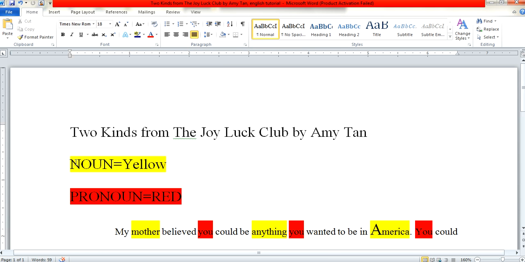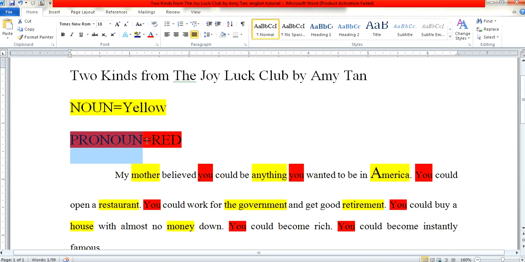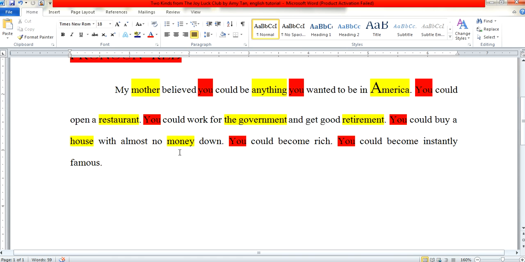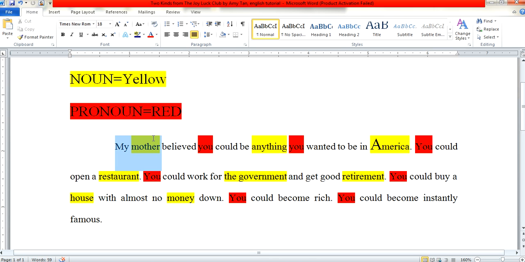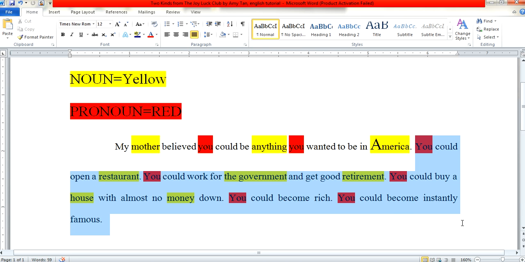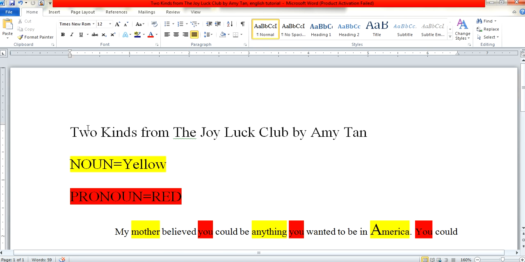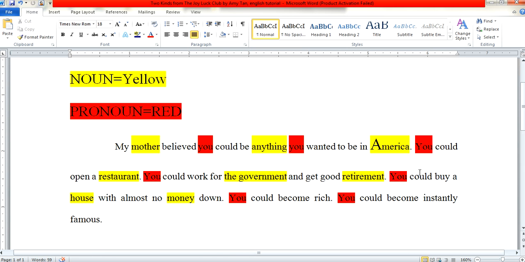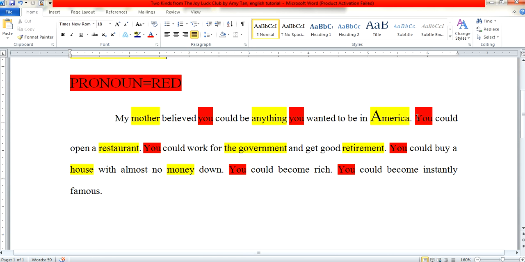As I said, we're looking at nouns and pronouns. All nouns will be highlighted in yellow and all pronouns will be highlighted in red. I already did one video which focused on this sentence alone, so I'm going to cover all of this. This is the first paragraph for this story, right? And let us begin.